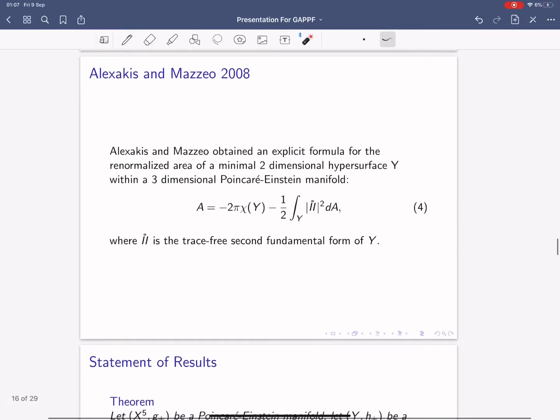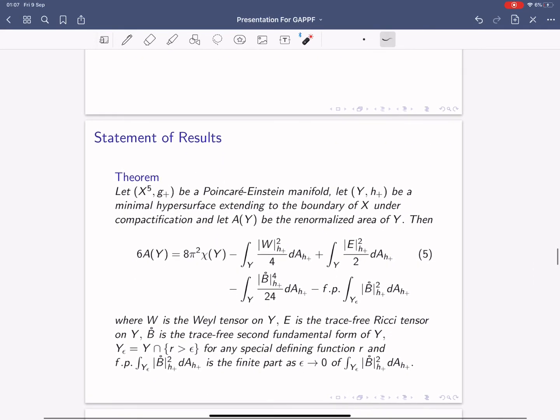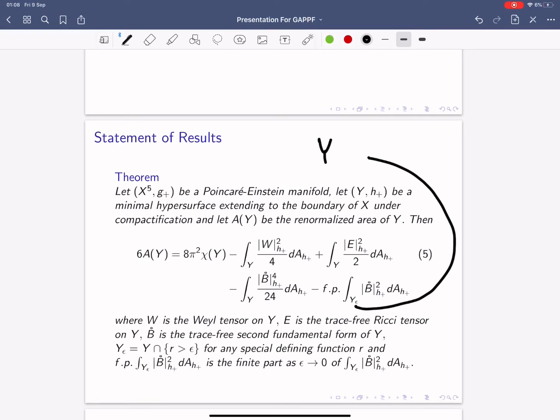So now, time to state the result, or the results from my paper. Here we look at a five-dimensional Poincare-Einstein space, and we take a minimal hypersurface extending to the boundary under compactification, and let AY be the renormalized area of Y. Then you can write this formula for the renormalized area, where E is the trace-free Ricci tensor, W is the Weyl tensor on Y, and B is the second fundamental form on Y. And now this quantity here means the finite part of this, where Y sub epsilon just means Y intersect R greater than epsilon.